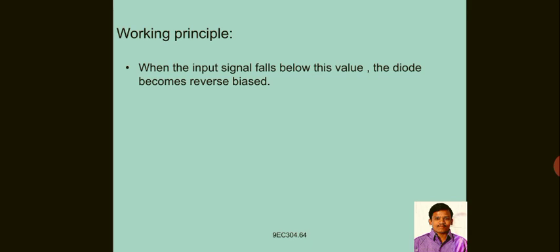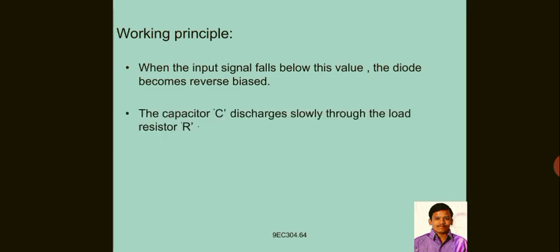Whenever the input signal goes below the reference, that is whenever it is going towards the negative side, the diode becomes reverse biased. Then what will happen? Now current will not flow, therefore the diode will be open. Therefore the charge present at the capacitor will be discharged through the resistor R, that is called the load R.